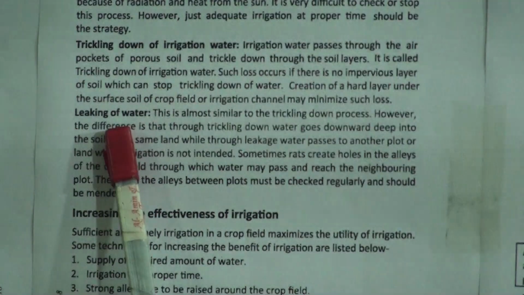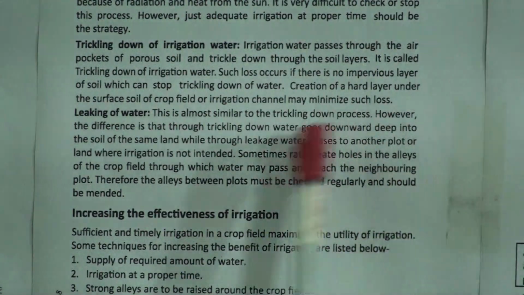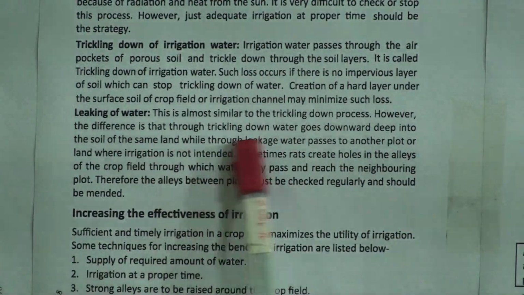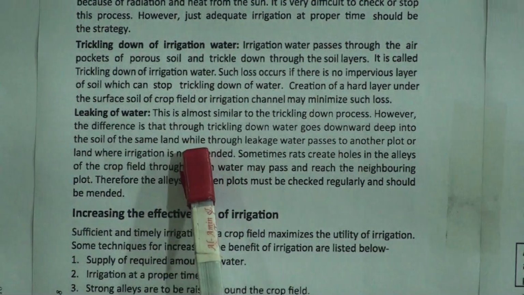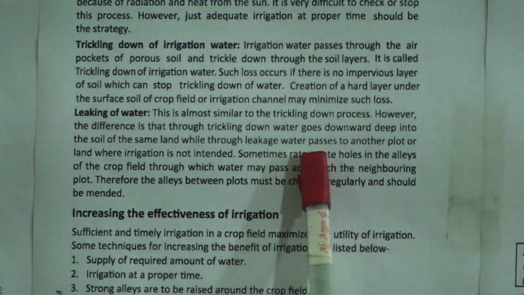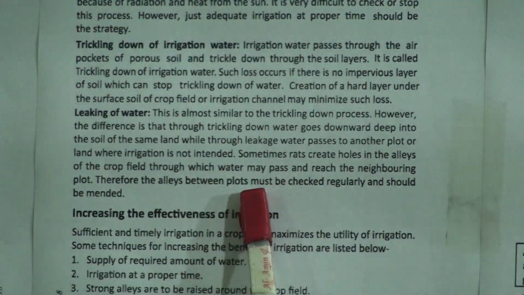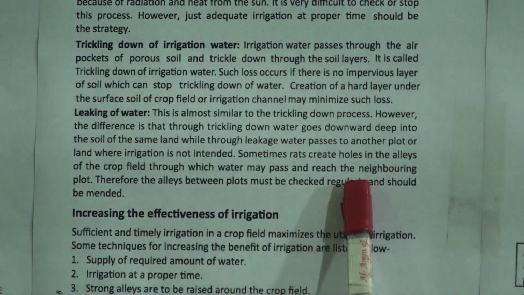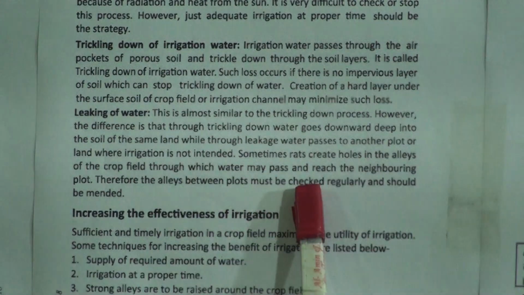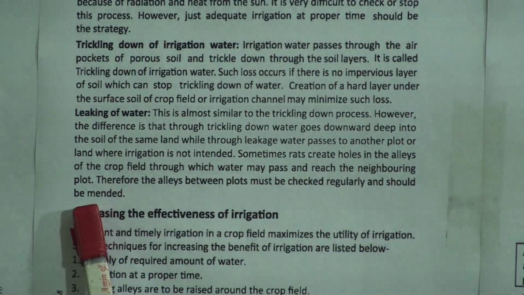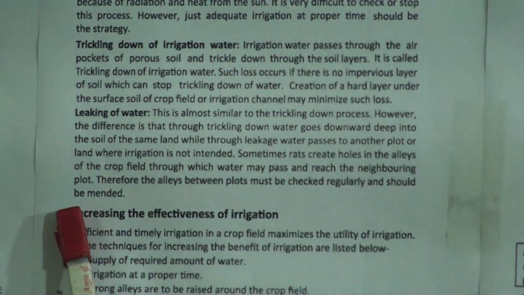Then leaking of water. This is almost similar to the trickling down process. However, the difference is that through trickling down, water goes downward deep into the soil of the same land, while through leakage, water passes to another plot or land where irrigation is not intended. Sometimes rats create holes in the alleys of the crop field through which water may pass and reach the neighboring plot. Therefore, the alleys between plots must be checked regularly and maintained.